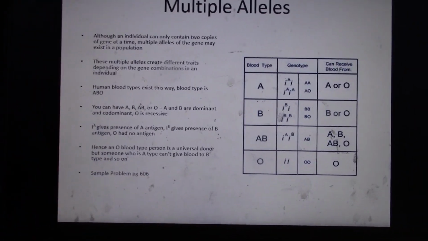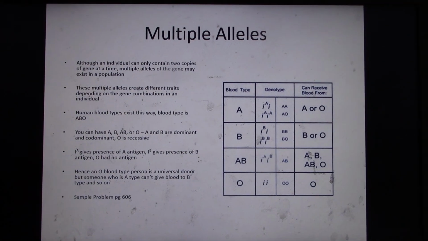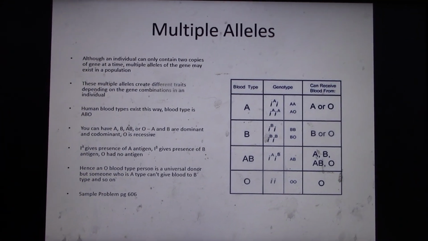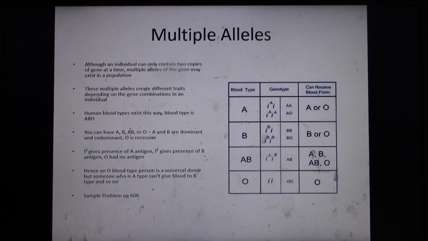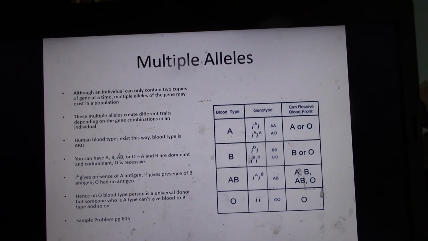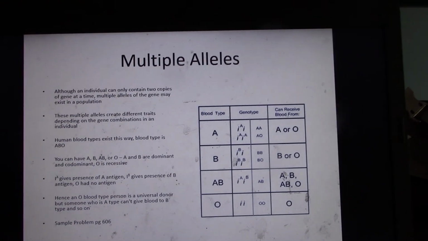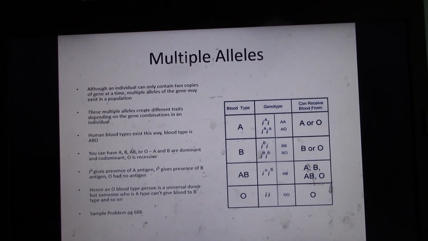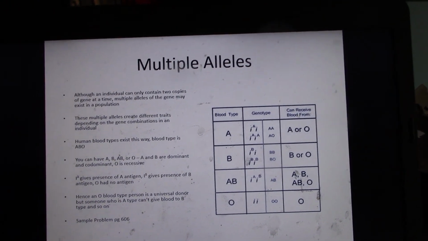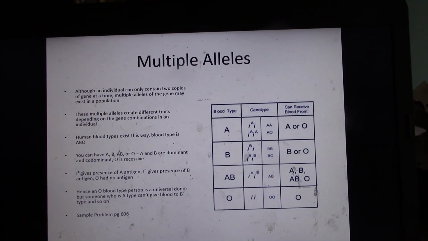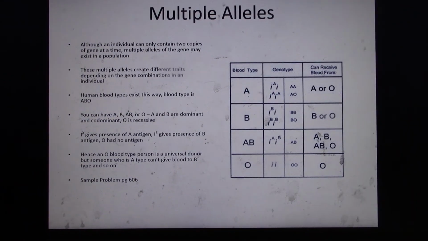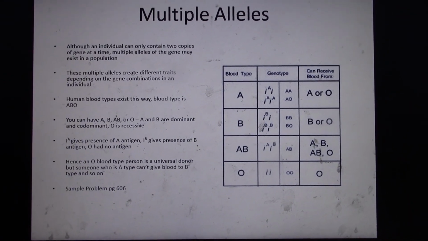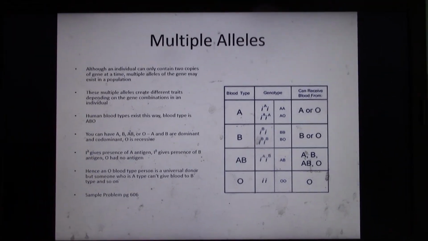Someone who has B blood type can get blood from other B's or O's. AB blood type can receive blood from anyone, but can only give blood to other ABs. O blood type can give blood to anyone, but can only receive blood from other O's. So O blood type is really, really valuable in a blood bank as a result. Okay.